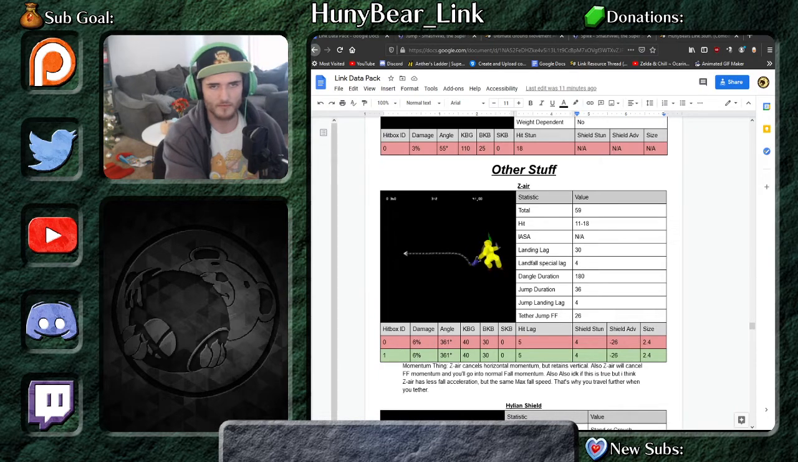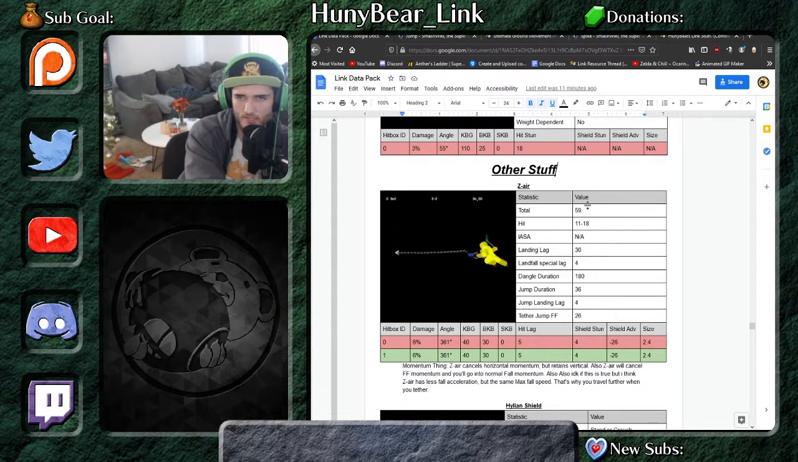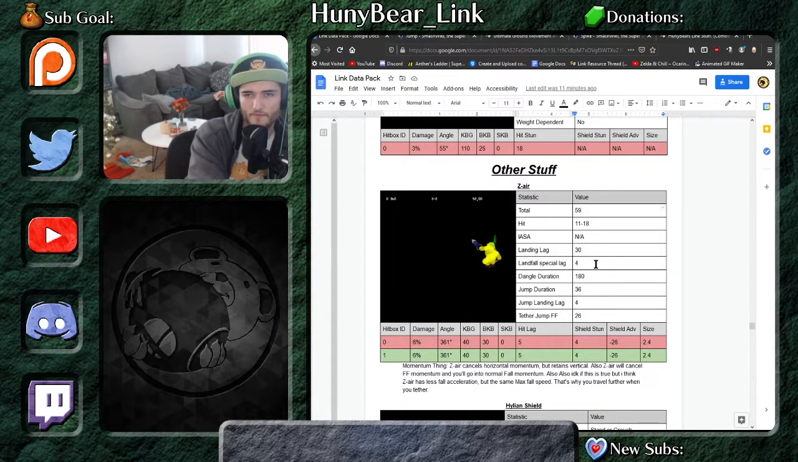It's going to take a total of 59 frames. It's going to hit on frames 11 through 18. It's not interruptible because it's a special move. It has 30 frames of landing lag, which is bad. Landing fall special: if the animation ends and you go into your landing fall special, which happens automatically after 59 frames, you actually only have 4 frames of landing lag.